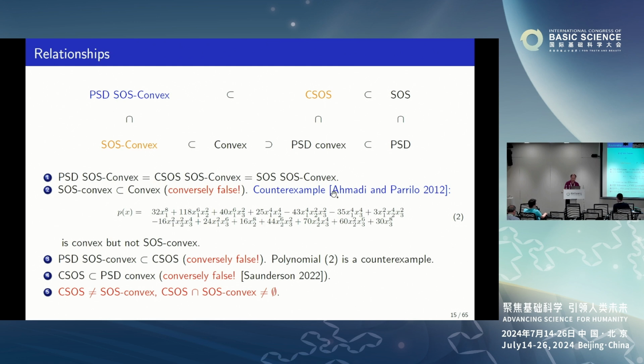Here, for example, Ahmadi provides a counterexample, meaning that SOS convex belongs to convex, but they are not the same. And the same example serves as a counterexample for this inclusion, because SOS convex is not equivalent to C-SOS. And of course, what we are interested in is the polynomial that is both a sum of squares and SOS convex, because in this case we can check in polynomial time.